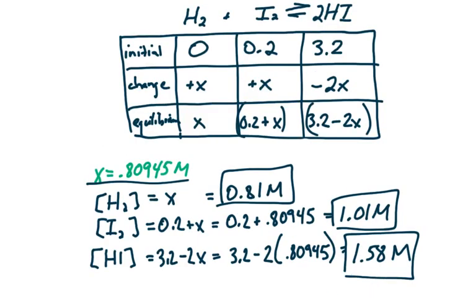So that is this one, and this is our final answer. We take this value and plug it into ALEKS. So at equilibrium, how much HI, what would the concentration of HI be? It would be 1.58 molar.